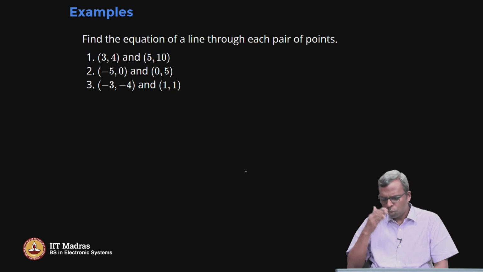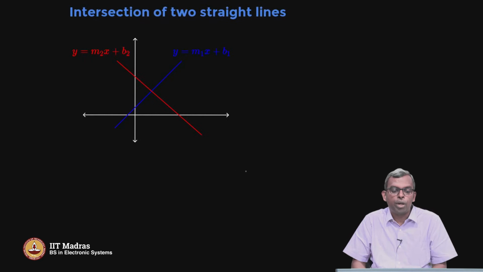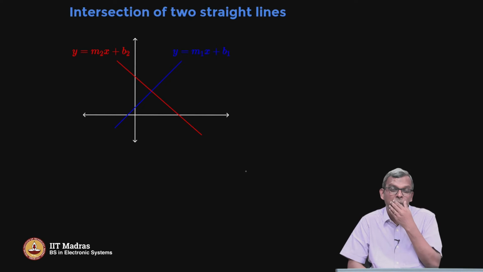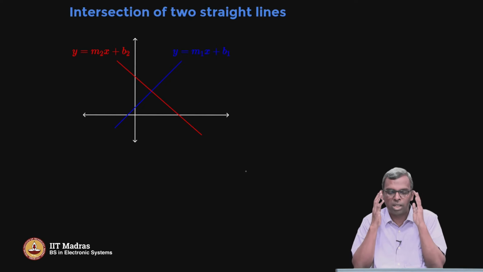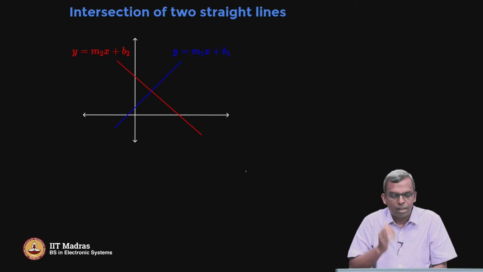Okay, so let's move on and see if we can push this a little further and try to solve for the point of intersection of two straight lines. This is what we wanted to do to solve that first problem involving the shopping person who wanted to buy apples and oranges. We had this very nice problem. So let's see if we can do this.